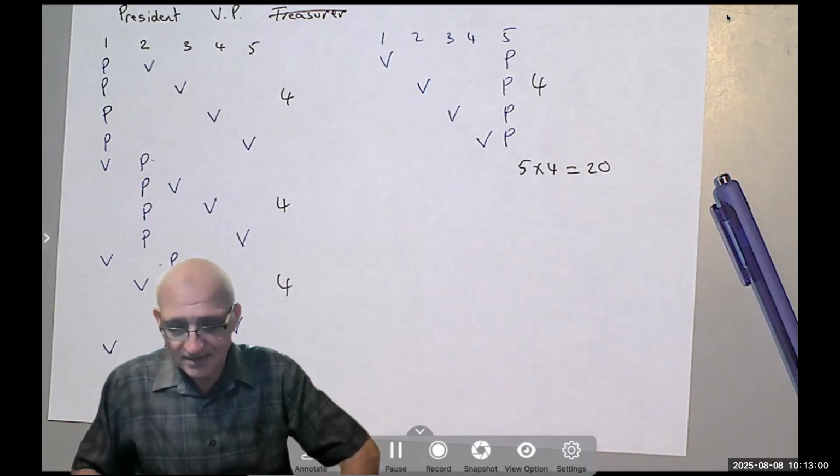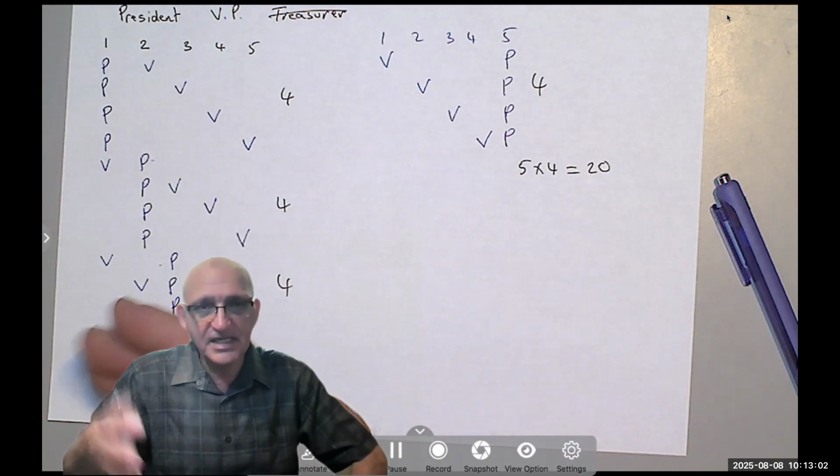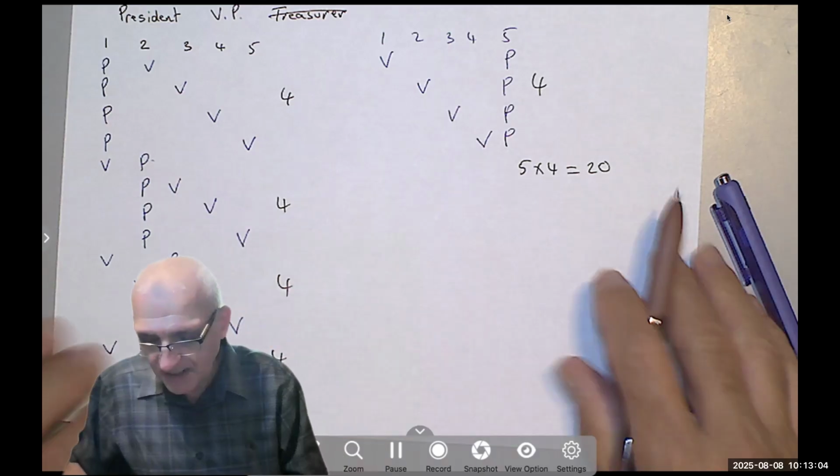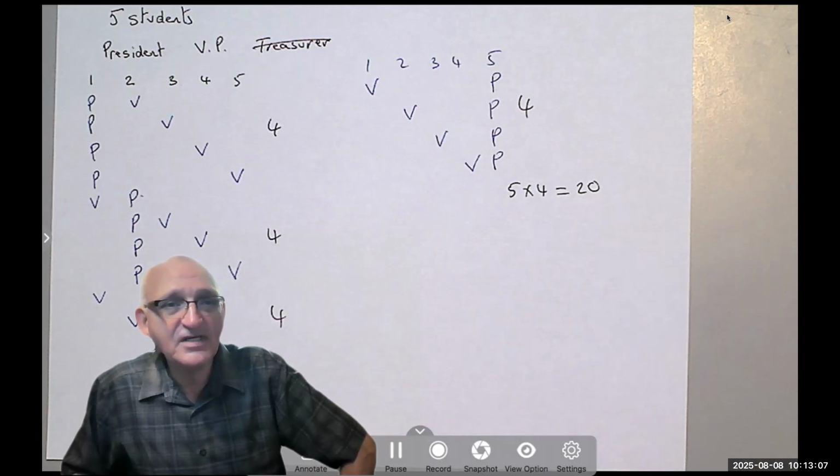Suppose we had a treasurer as number three. In the beginning I was doing something else, but you know what we will end up having?